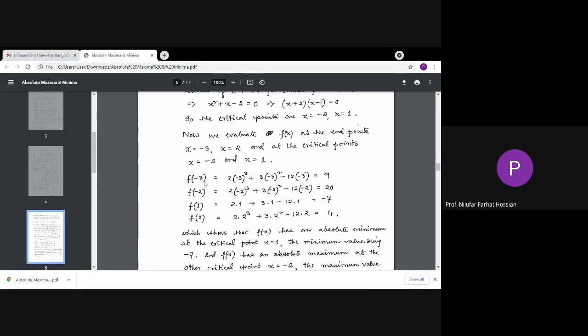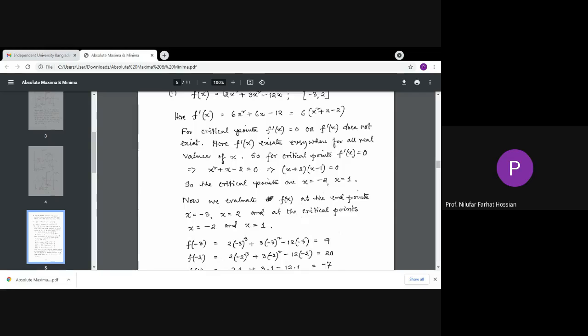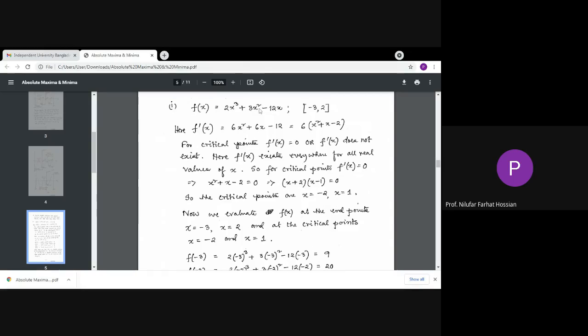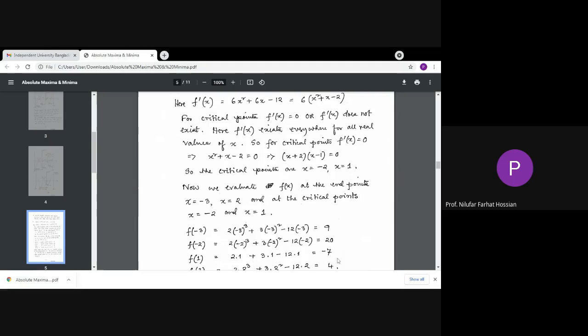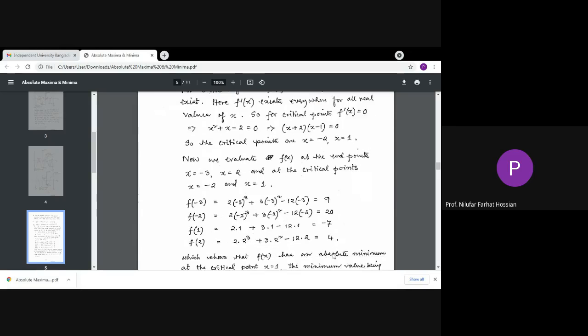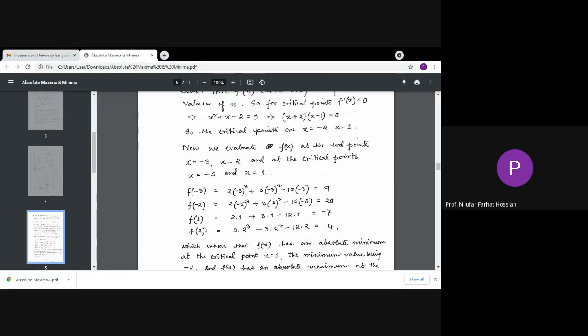So you just put x equal to minus 3 in your original function. This was your original function, 2x cubed plus 3x squared minus 12x. Here you just put the values of the points x. At first x equal to minus 3, it gives you 9. Then you put x equal to minus 2 for the critical point, the value is 20. Then you put x equal to 1 for the second critical point, the value is minus 7. And then you put x equal to 2, where 2 is the right end of the interval, and you are getting 4. So please look into these values.